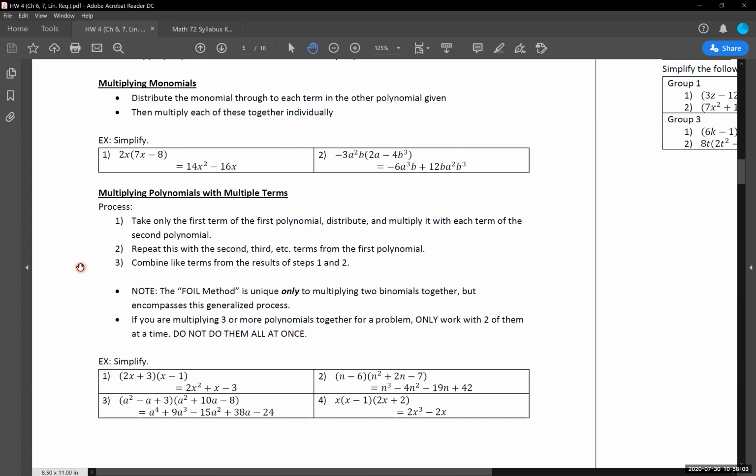So a lot of people, let's make a couple notes here. A lot of people like to say, well, I'm going to use the FOIL method to multiply these things together, or I'm going to FOIL these things out. So saying the actual FOIL method, that's unique only to multiplying two binomials together. But again, it encompasses this general process that we are using.